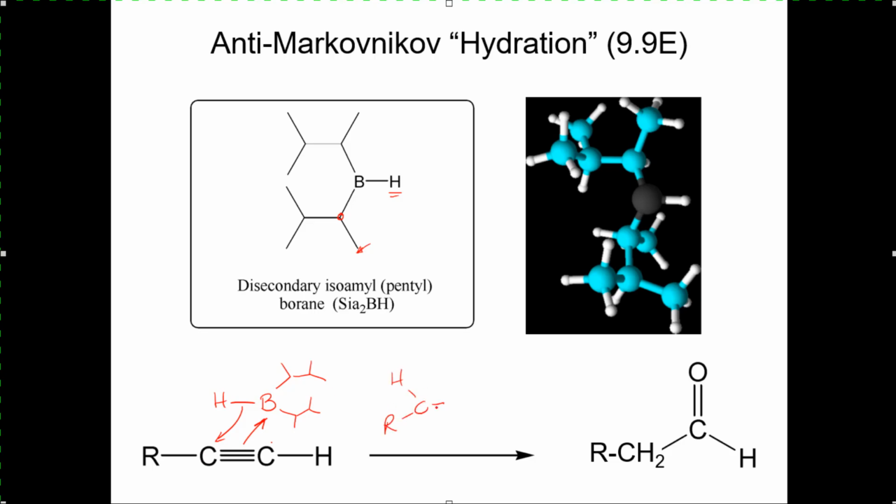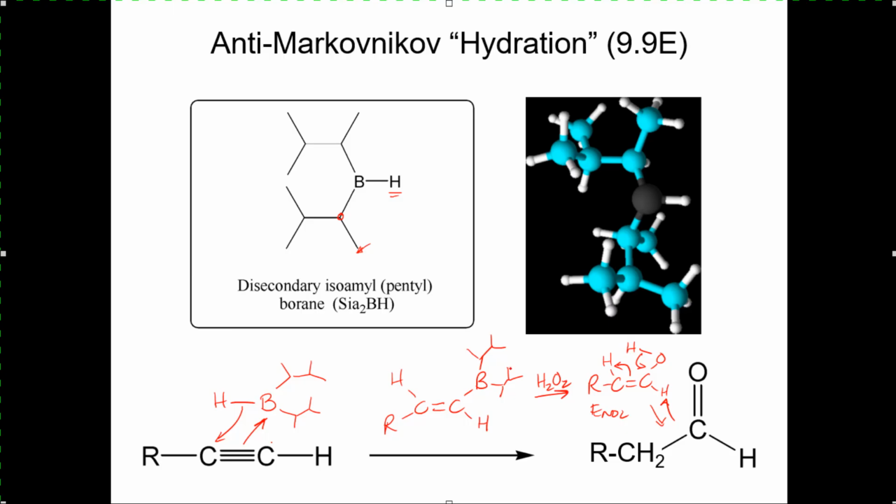I'd add the hydrogen on this side. I would have the boron with the diisoamyl groups. But it forces the boron to add to the terminal carbon. And then what happens? Then we treat this with hydrogen peroxide, and the hydrogen peroxide comes in and replaces the boron with an OH group. So now we have our enol, and now that we have our enol, we can go ahead and do our tautomerism equilibrium to now give us the aldehyde.